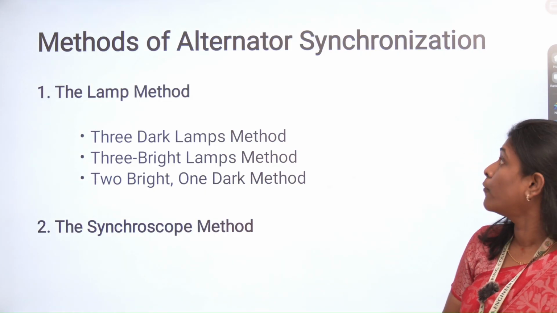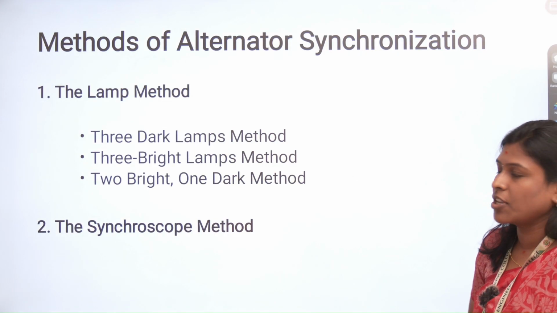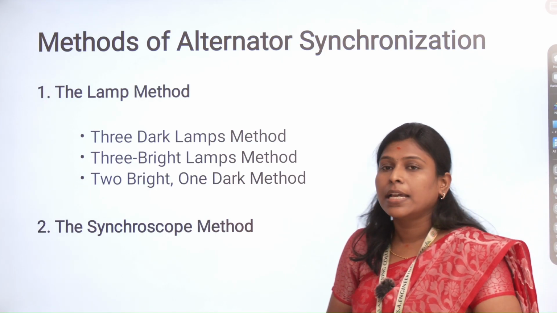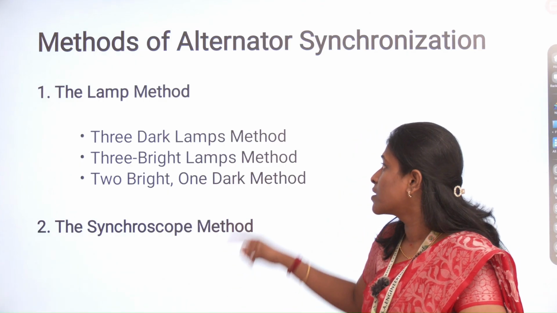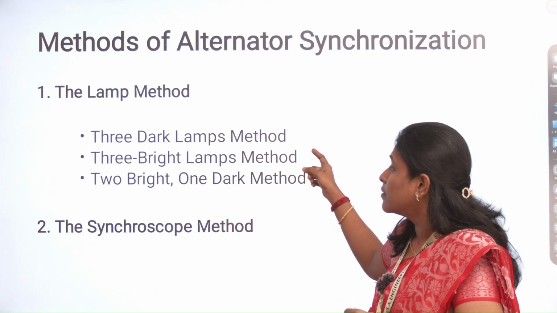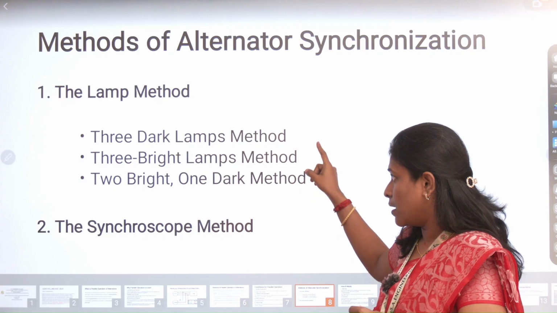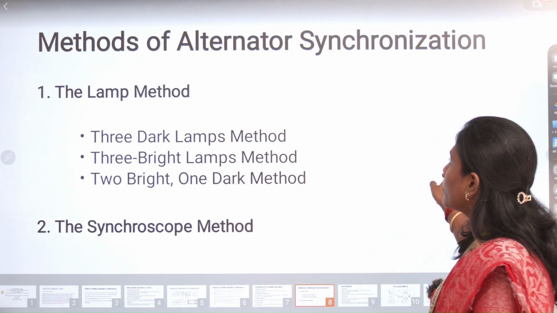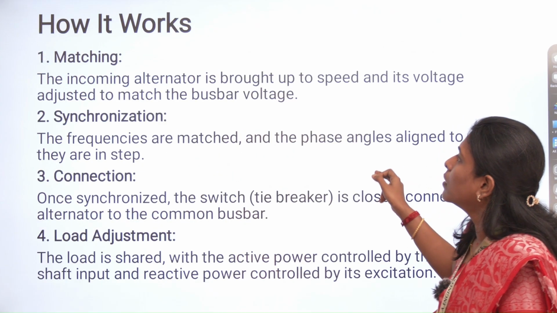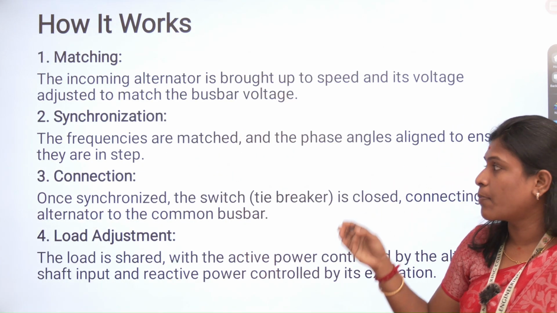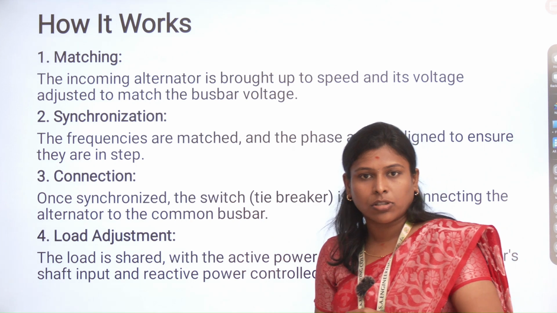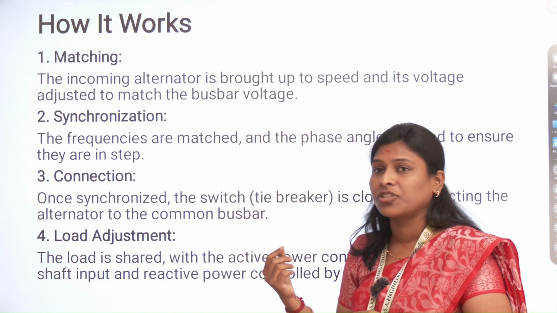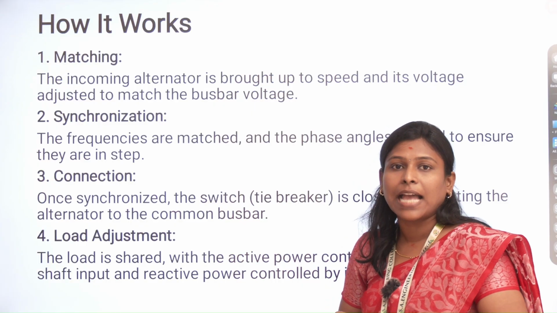Next is methods of alternator synchronization. There are two methods, lamp method and synchroscope method. In lamp method there are three types. First one is the three dark lamp method, next the three bright lamp method, and the two bright and one dark method, and then the synchroscope method. How does it work? This is the procedure for both the synchroscope method and lamp method. First one is matching, next is synchronization, next is connection and load adjustment.